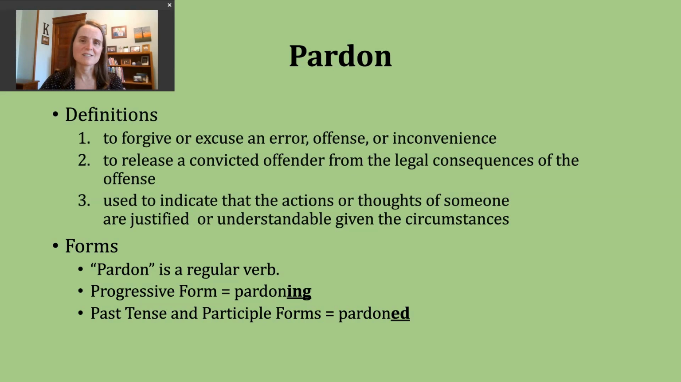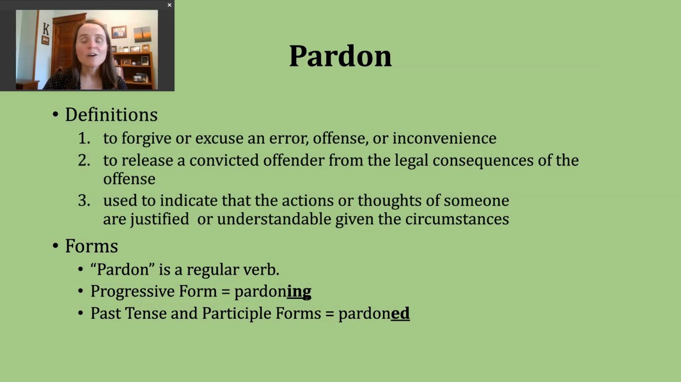outside of our lessons. For now, you should know that pardon is a regular verb. To make the progressive form of this verb, all you need to do is add ing to form pardoning. The past tense and the participle forms of our verb can be made by adding ed. Our base verb, pardon, ends in a voiced N sound. This means the ed ending is just going to make a D sound. I'm not going to add an extra syllable as I say it. So the past tense and the participle forms should sound like this: pardoned, pardoned.